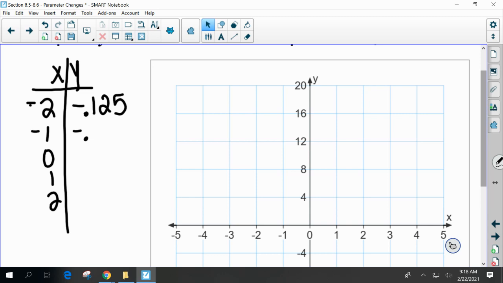That's right. Okay. And then for 0, -2, 1, -8, and 2 is -32. So that one's gonna be off our chart.